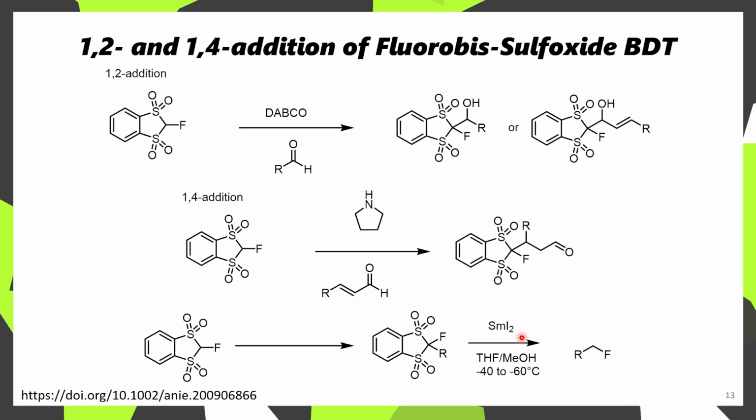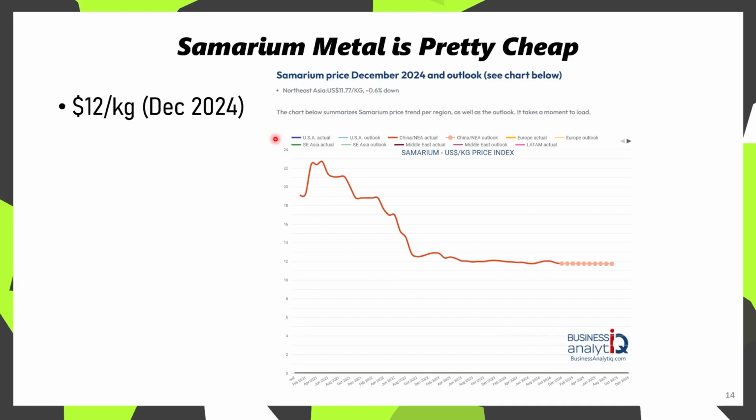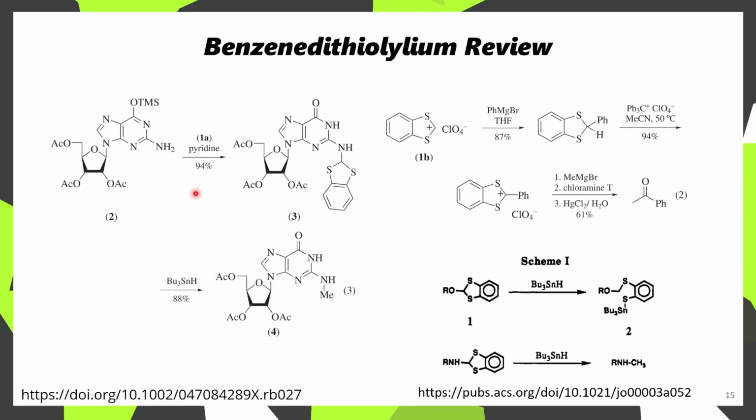You might be thinking, samarium iodide is so expensive from the typical vendor that we buy it from, but if you just look at the price of samarium metal, it's actually pretty cheap. So if you just make your samarium iodide yourself, you'll be saving a lot of money and you won't be paying the vendor tax. So some other cool stuff you can do with benzene dithiolylium.